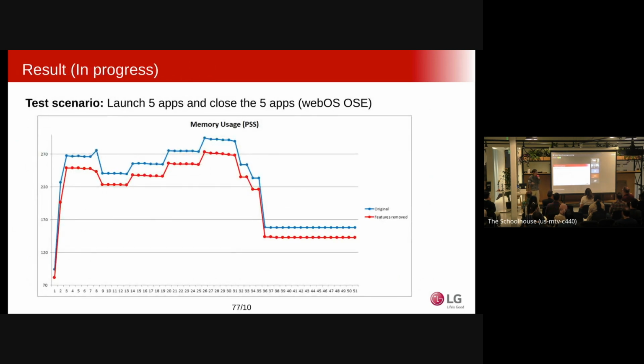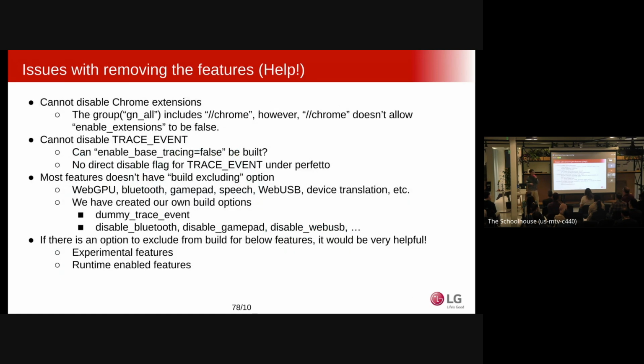And what about the memory usage then? This shows the result of the memory usage by reducing the binary size. The red line shows the memory usage when all the features are removed, and it shows that about 10 to 20 megabytes was saved by removing the features. So our team has proved that if we remove features, then the memory usage could be reduced.